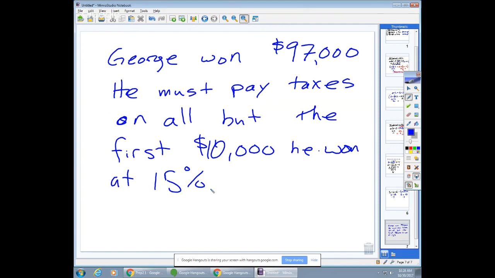So this is an order of operations problem. I've got a few things going on. I've got this big amount, 97,000, that he won. He has to pay tax on it, but not on all of it. The first $10,000 is tax-free. There's a problem like this one. All right, write something down, see what you can come up with, then I'll write down my version and we'll go over it together.